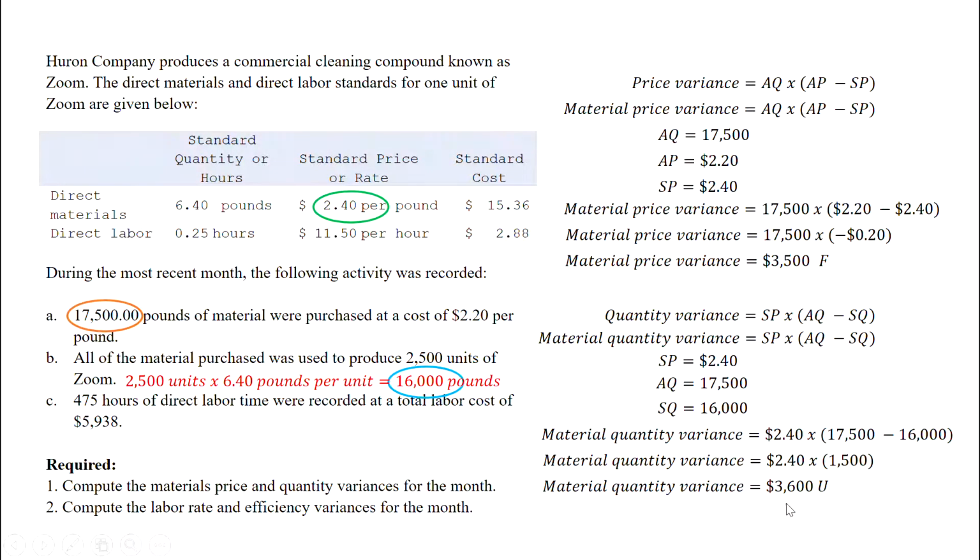That could be it. It could be our production managers aren't really supervising or training our employees correctly, or our maintenance people aren't making sure our machines are working correctly. So we're using a lot more material than we anticipated. That could also be a reason for us using more material and having an unfavorable material quantity variance.